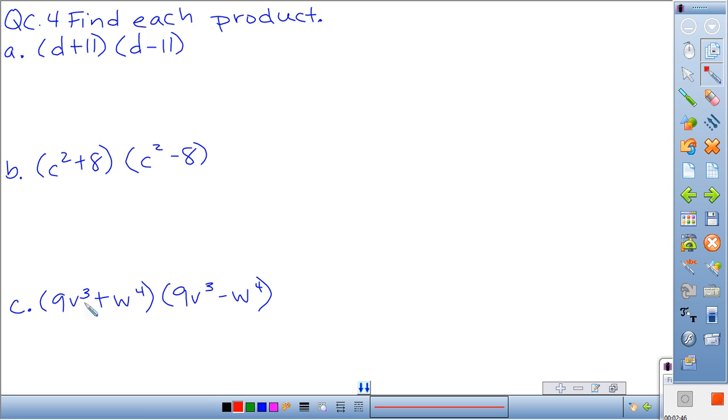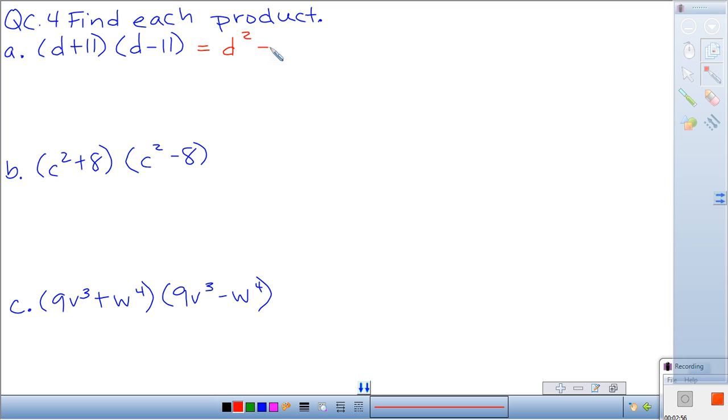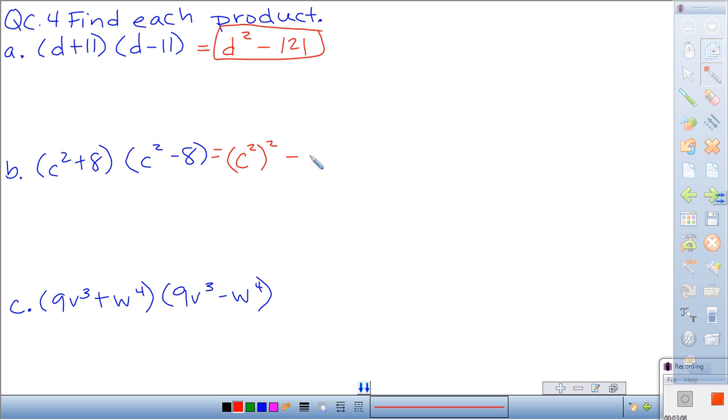So let's try some quick checks. Quick Check for A, B, and C, they want us to find each product. We're simply going to follow our rule, which says square the first term, b squared, minus the square of the second term, 121. And we are done. Much quicker than FOILing. Let's try B. Again, I'm going to square the first term. So my first term is c squared, and I need to square it, minus the second term squared, 8 squared. So we can simplify that to be c squared squared, c to the fourth, minus 64. Just like in Examples 1, 2, and 3, you can skip this step. The more you do this, the better you'll get, and you won't even need that step.